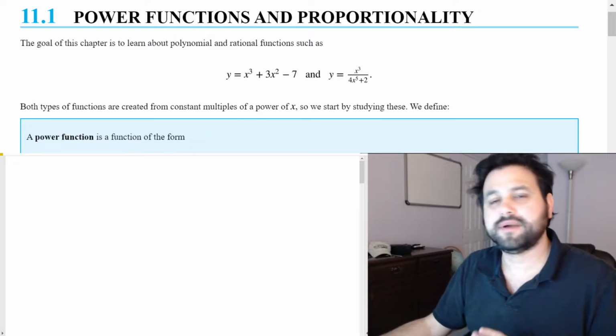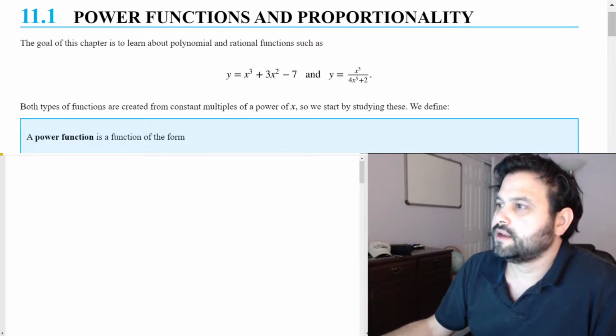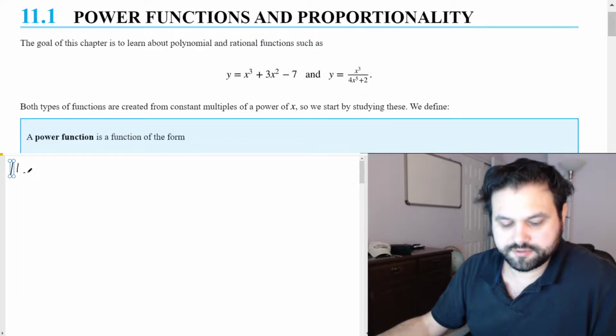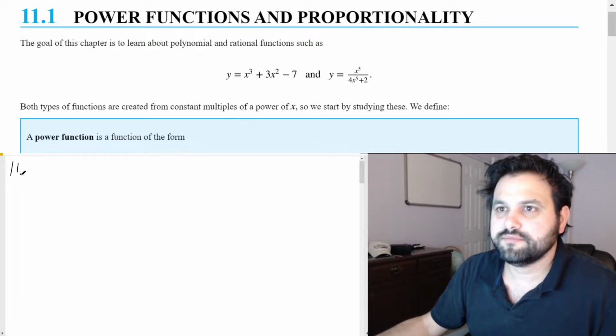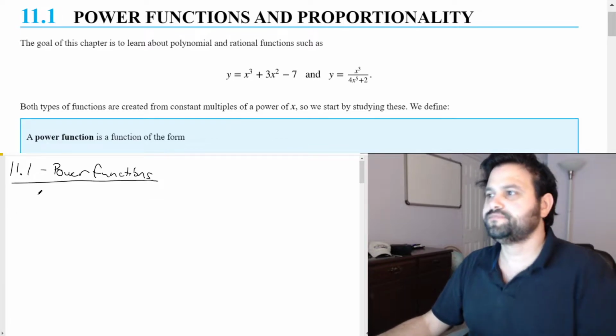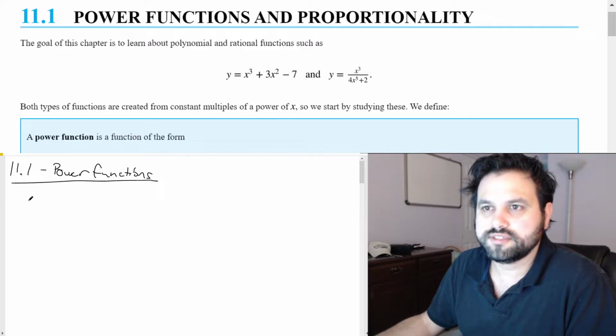11.1, what we're going to be talking about is power functions. And it's really brief. We're not going to go too far into this section. So a power function, here's how I like to talk about a power function. 11.1, and we're talking about power functions. And what a power function is, I like to consider it one single term. So a power function is one single term.